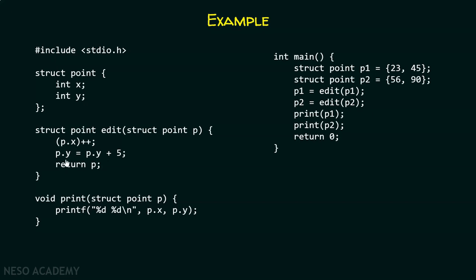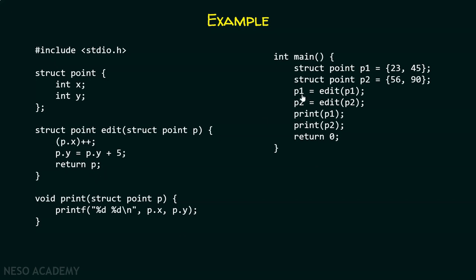Similarly, we are making changes here in p.y as well. We are adding 5 to p.y, which means we are adding 5 to 45. It gives 50, and p.y in this case contains 50. After that we are returning p. And here you can see the return type is struct point. Obviously it should be struct point because p variable is of type struct point.